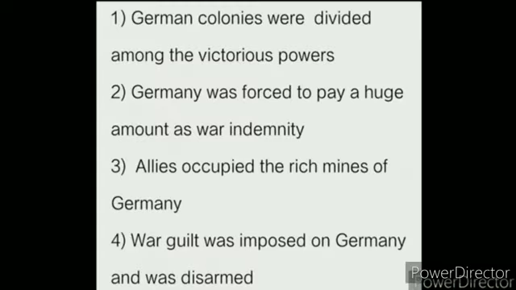How the treaty humiliated Germany? 1. German colonies were divided among the victorious powers. Second, Germany was forced to pay a huge amount as war indemnity. Indemnity means penalty. 3. The Allies occupied the rich mines of Germany. The last and fourth, that is, war guilt was imposed on Germany and was disarmed.